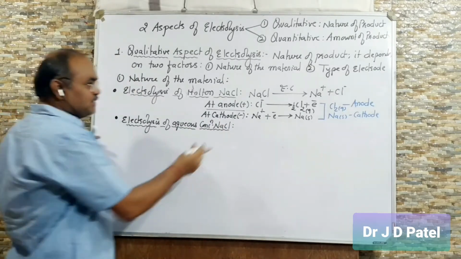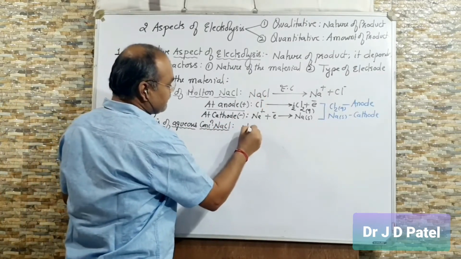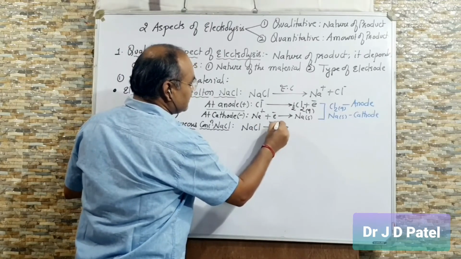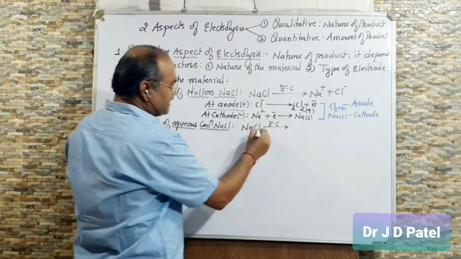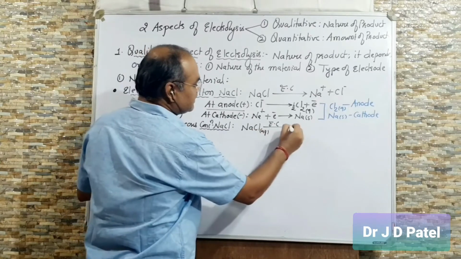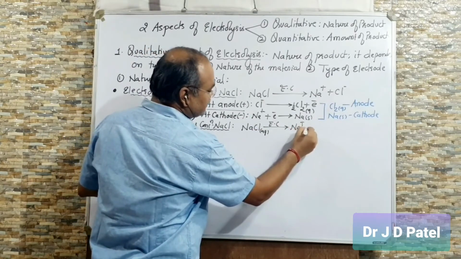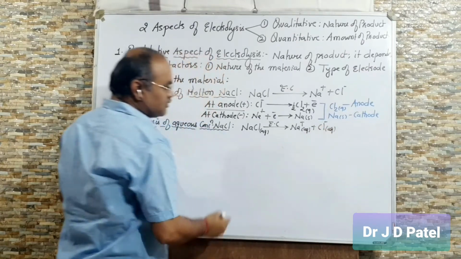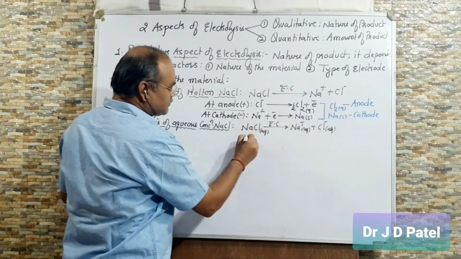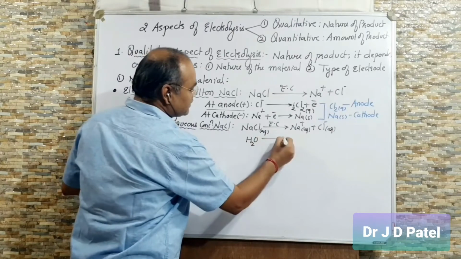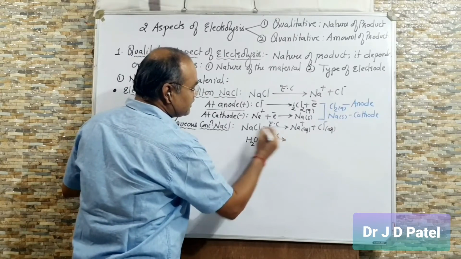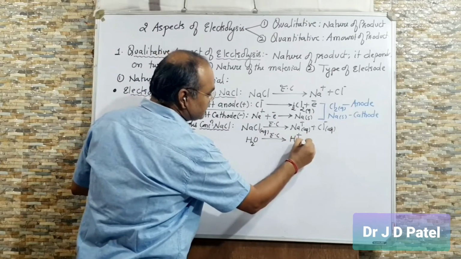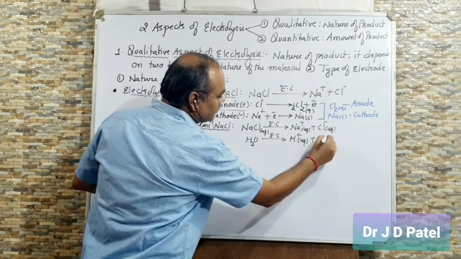NaCl solution. Again same. When NaCl undergoes electrolysis by passing electric current, but this time it is aqueous, we get Na plus aqueous plus Cl minus aqueous. But we know as it is aqueous, water is there. So there are chances of water undergoing electrolysis here also, and it is converted to H plus aqueous, OH minus aqueous.